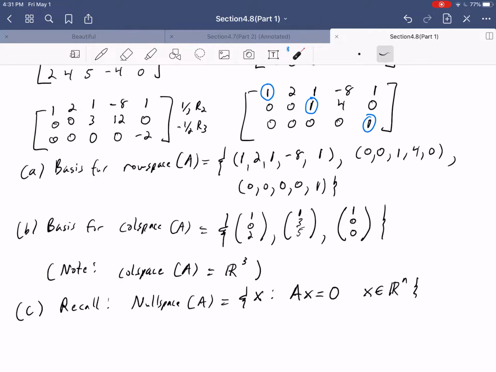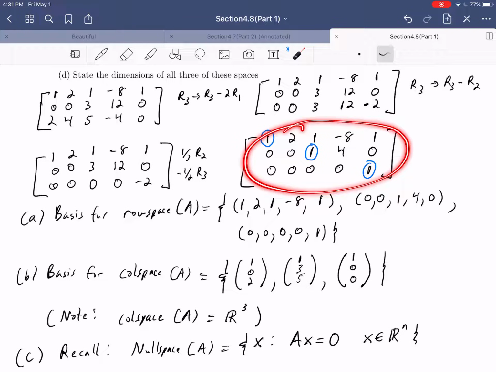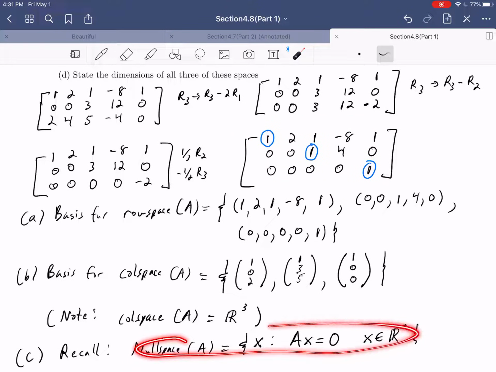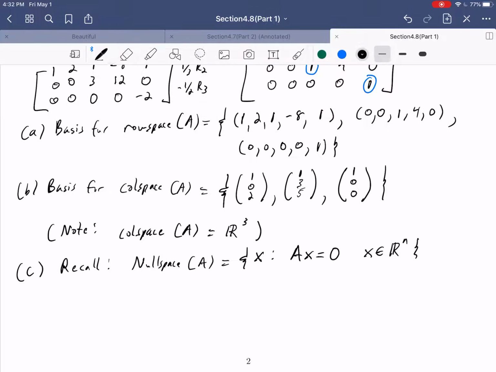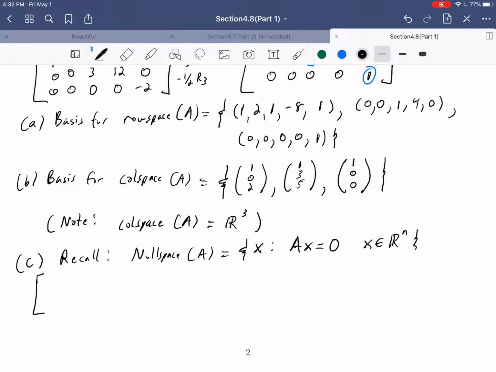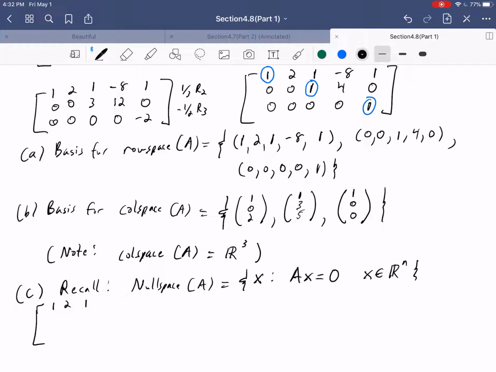So, do we need to re-solve this? Well, no, we can actually use the row echelon form, because remember, if we had been doing the null space, what we would have been doing was augmenting this with 0, 0, 0 along the way. But every time you do one of these operations, the augmented part, because it's all zeros, is just going to remain as all zeros. So you can actually just jump right to here, augment that with zeros, and look at the solution set. So we can jump right to this guy here. 1, 2, 1, negative 8, 1, 0, 0, 1, 4, 0, and 0, 0, 0, 0, 1. Augment that with 0, 0, 0.